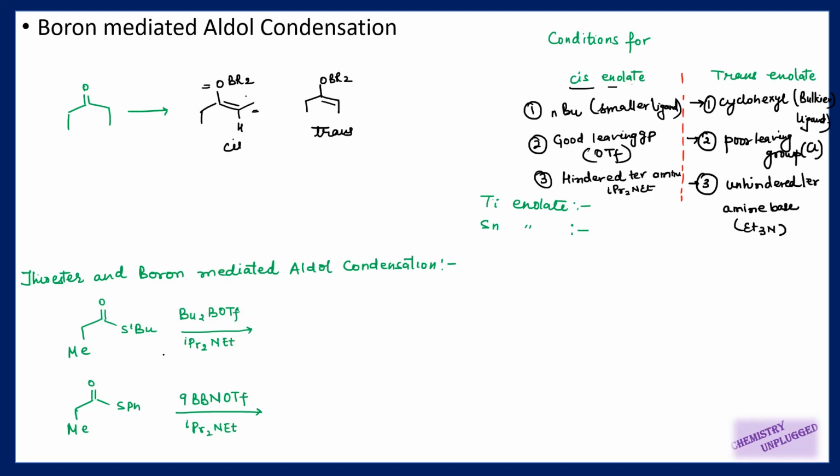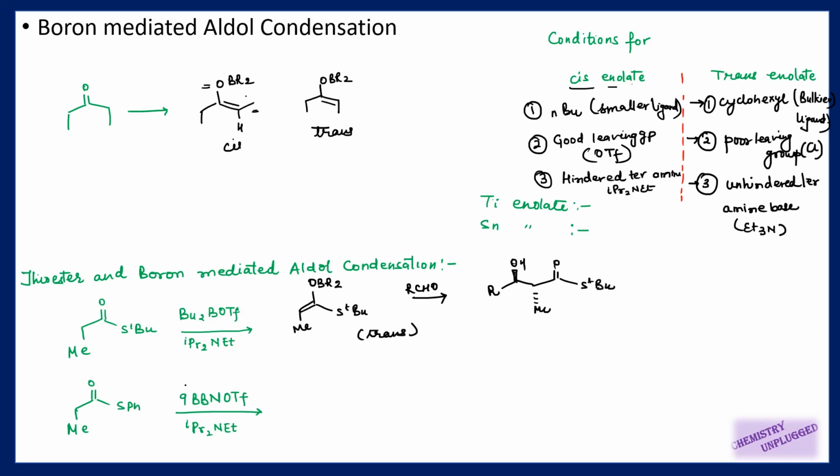But if we are using thioesters in boron mediated aldol condensations, we cannot apply these conditions, right? Because in this case we are using a smaller size ligand, butyl group, and we are using a hindered tertiary amine base. So I will get preferentially cis enolate according to these conditions. But because this sulfur can show chelation with our ligands, that is why it will give me trans enolate. Trans enolate means it will give me anti-aldol product. If I am using an aldehyde here, then it will give me anti product, right?